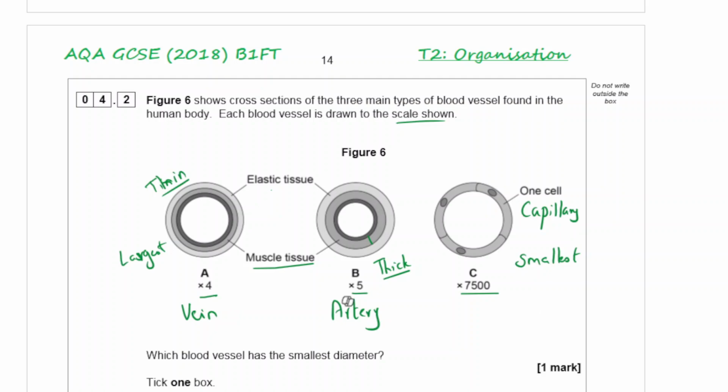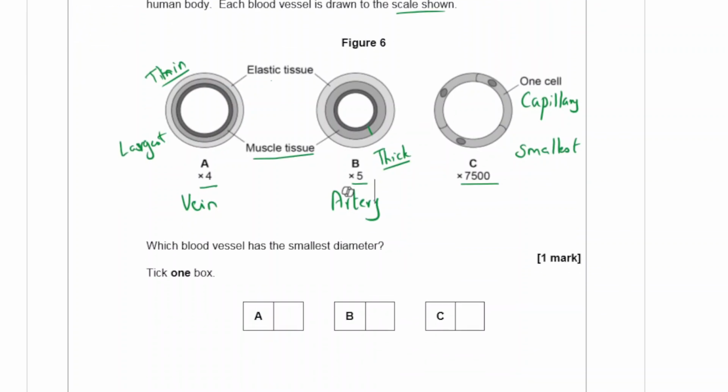So which blood vessel has the smallest diameter? Looking at the size, you should know the diameter is basically the length across this bit. If you don't pay attention, you would simply write B, because visually this has the smallest diameter. But the answer is actually C. Why? Because it's been multiplied by 7,500 times. So in reality, blood vessel C is 7,500 times smaller. You wouldn't even be able to see it.